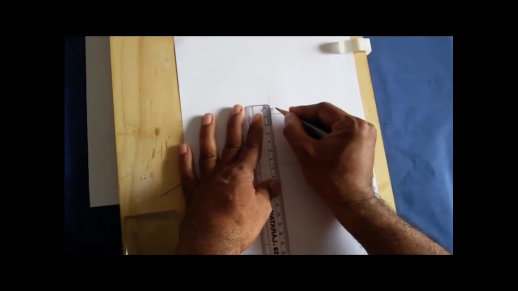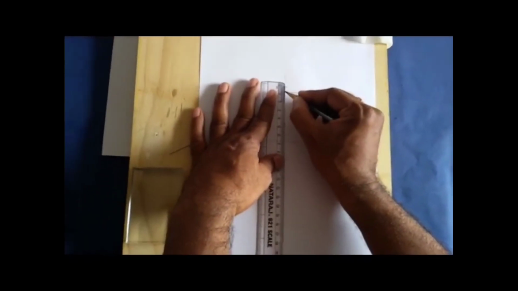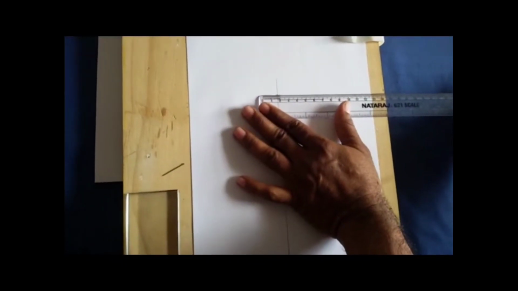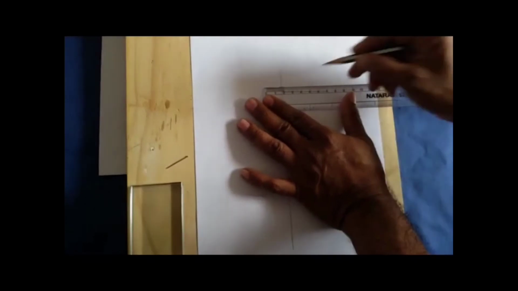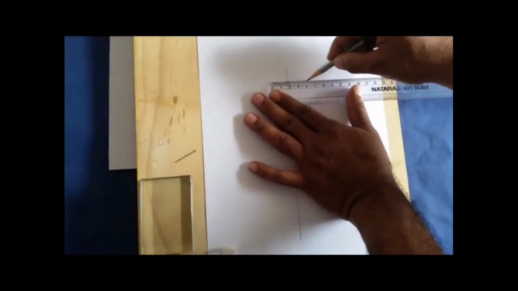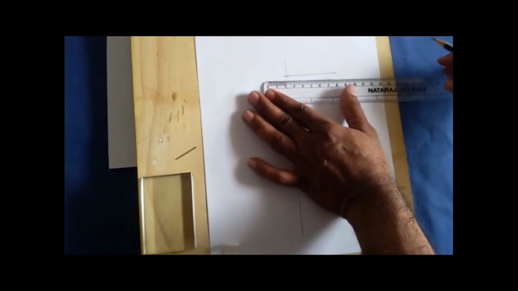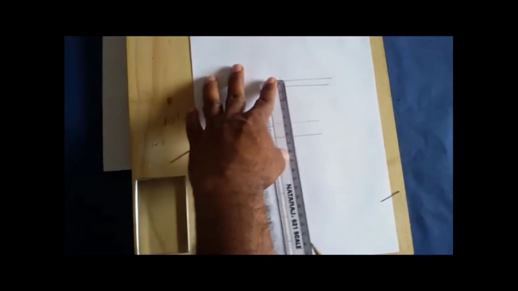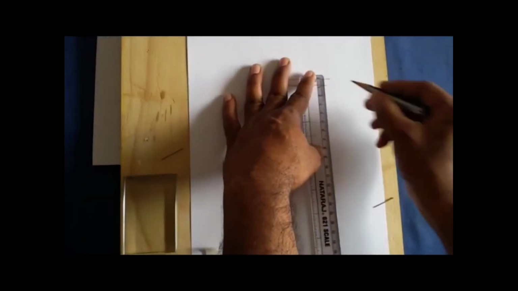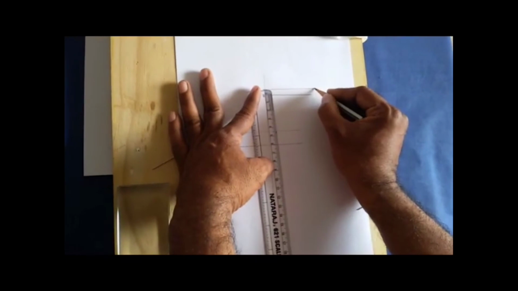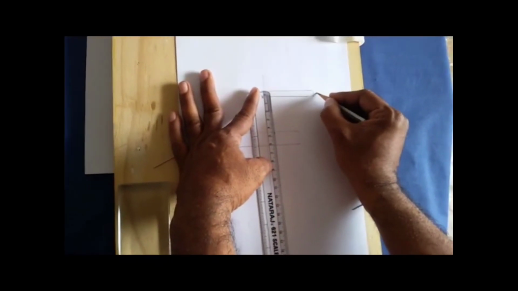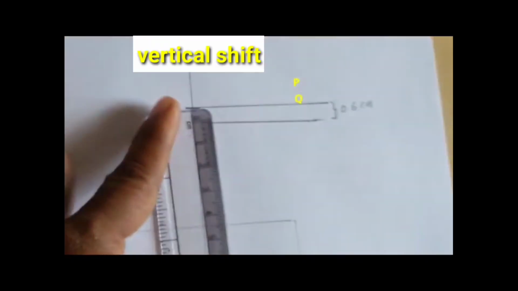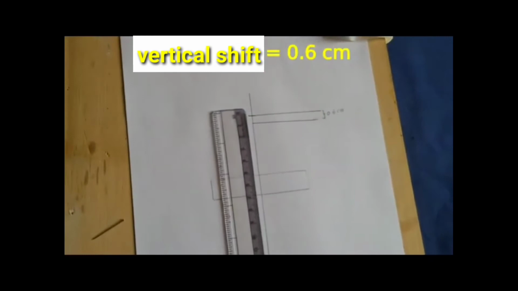Actually, before measuring the length, I am going to extend the P line and Q line with the help of a scale. So I am drawing a straight line from the point P where we kept the first pin, and the second line is for the other pin Q, which we kept by watching from the other side of the glass slab. The distance between these two lines, P and Q, is 0.6 centimeter.